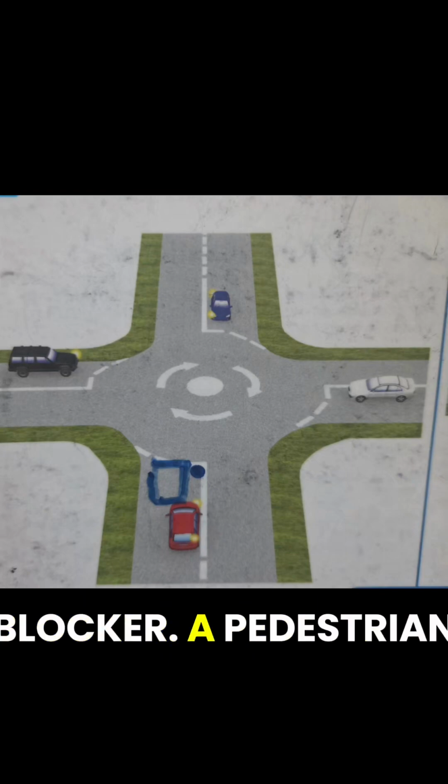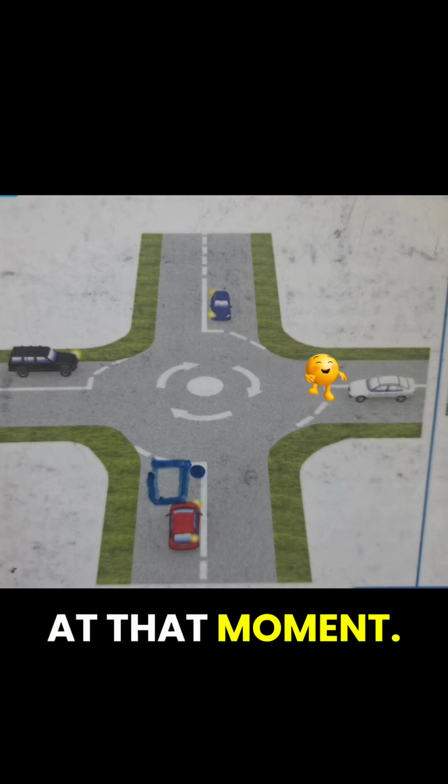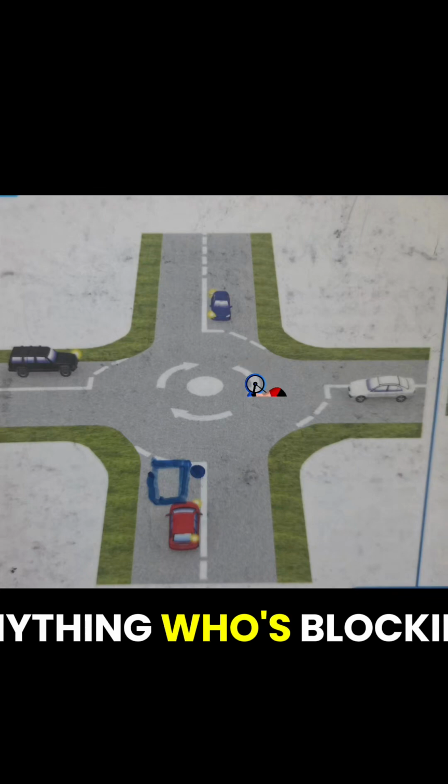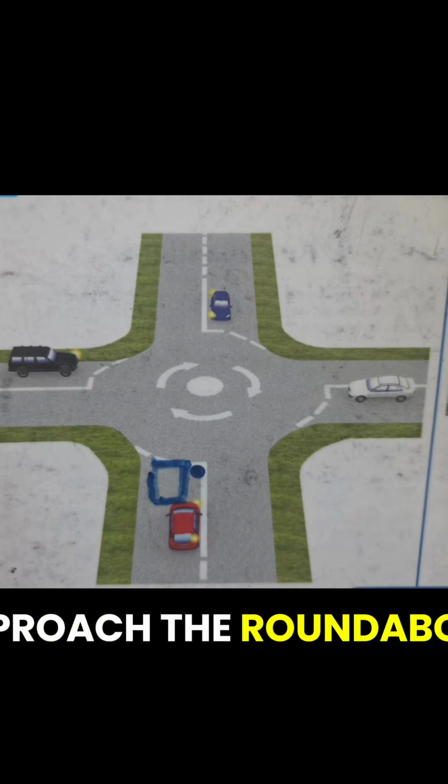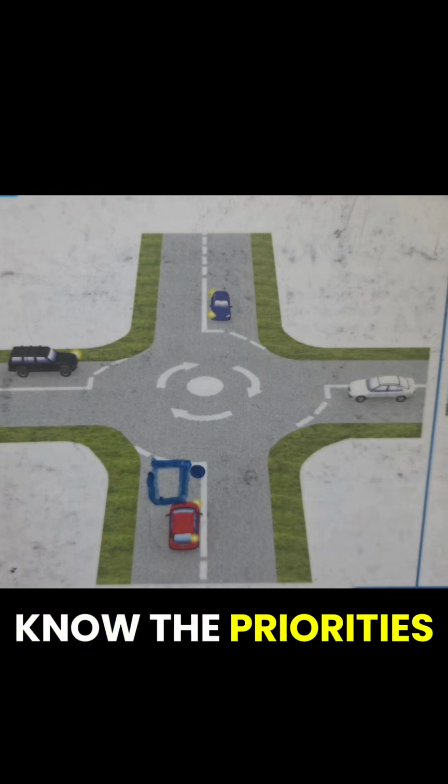Anyone can be a blocker, a pedestrian crossing in front of the car at that moment, a cyclist, anything which is blocking the traffic coming from the right is a blocker for you. So you must use your blocker wisely, effectively, safely. So this is how we use the blocker and approach the roundabout and deal with it. And we should know the priorities and right of way.